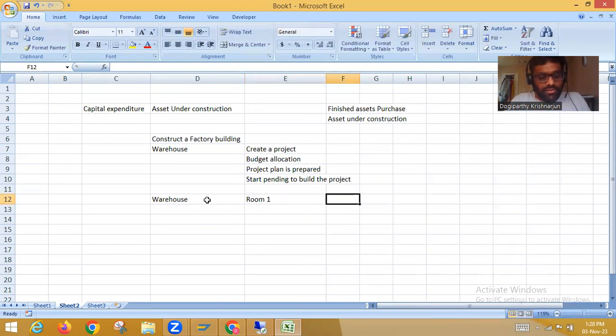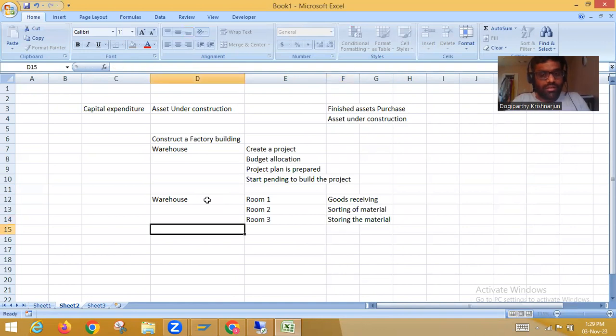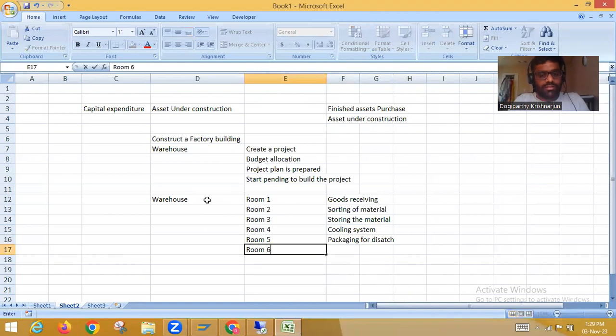So room one of the warehouse can be goods receiving, room two, sorting of the material received, room three, storing the material, room four, that can be like build a cooling system in that room, and room five, packaging for dispatch, and room six.